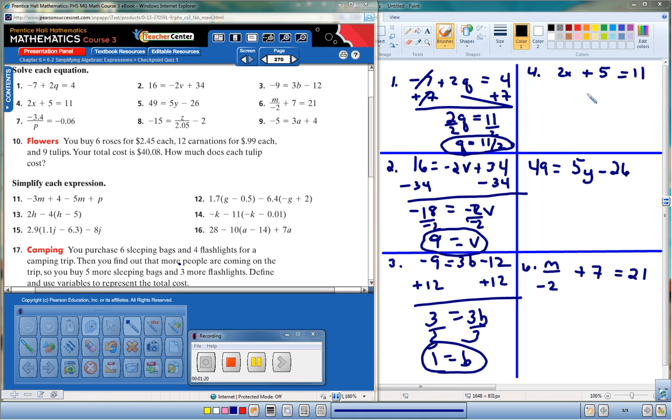Number 4, start by subtracting 5 from both sides. That means 2x is equal to 11 minus 5, which is 6. Dividing both sides by 2, x equals 3.